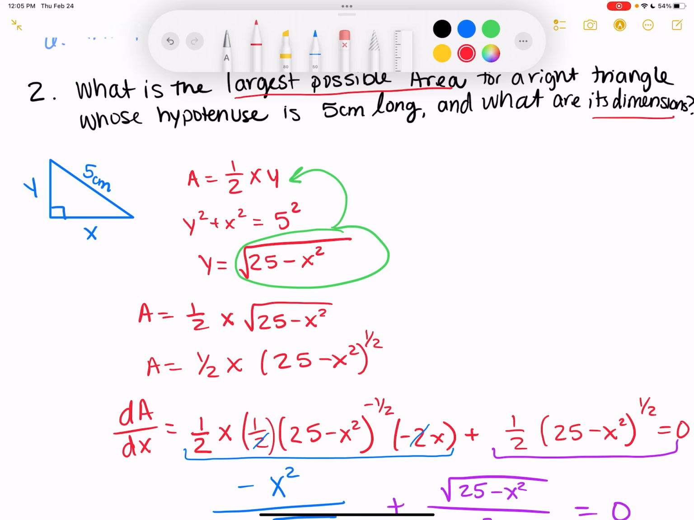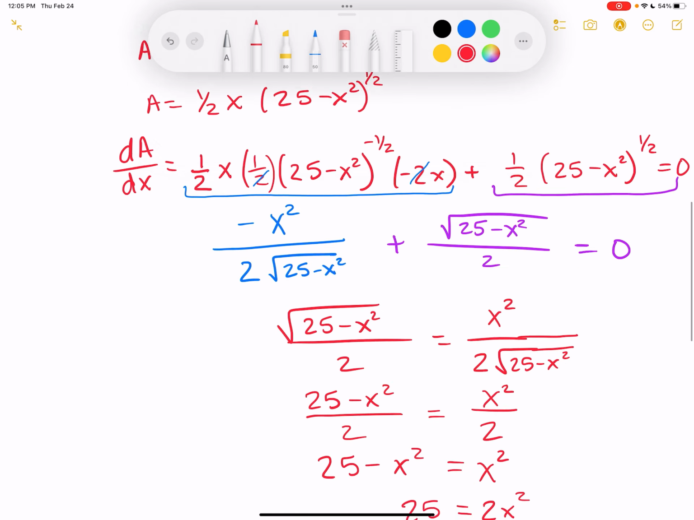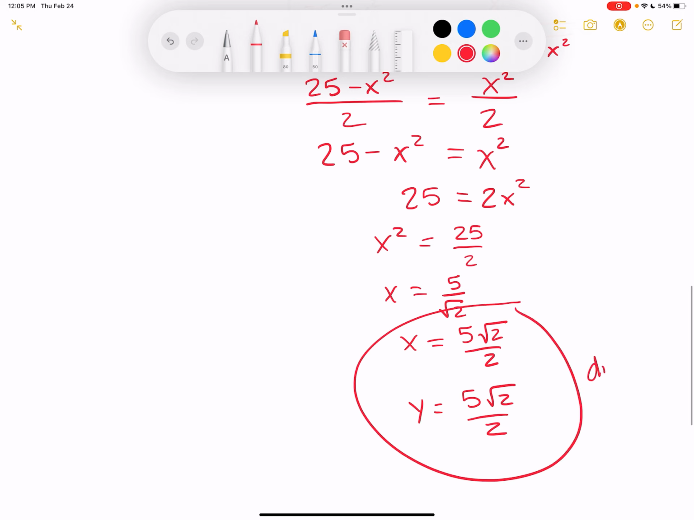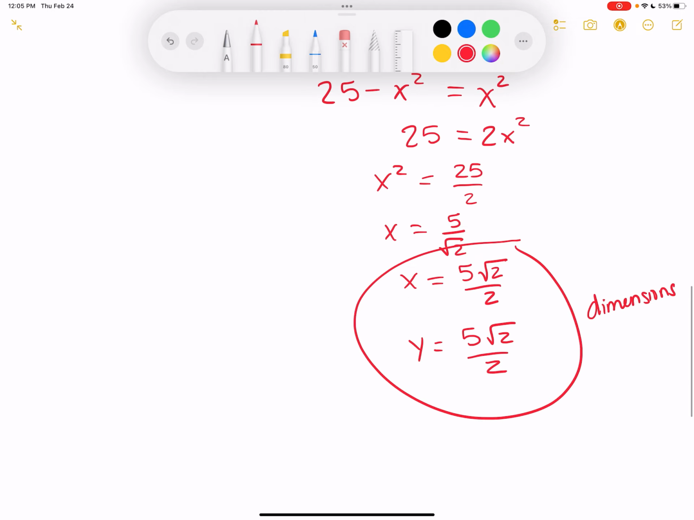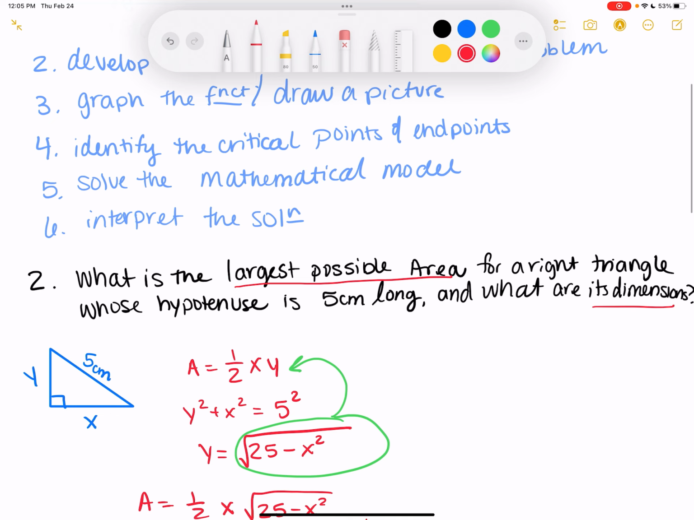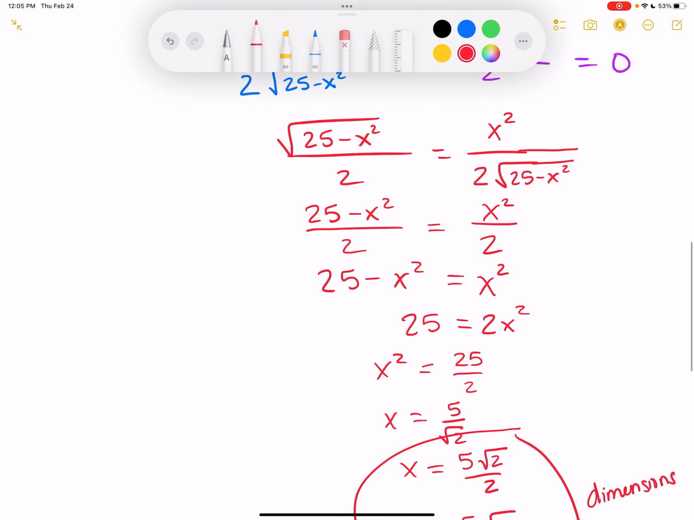we could have done this problem the same way, but we could have said x is equal to blah, blah, blah. So this is also going to imply that y is equal to this. So these are the dimensions, okay, of the side. But the big thing that it wanted me to do was area and dimension, so I need area.